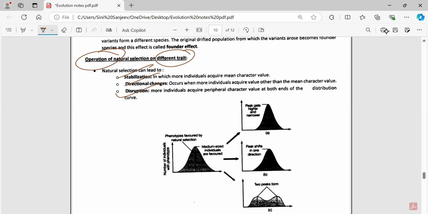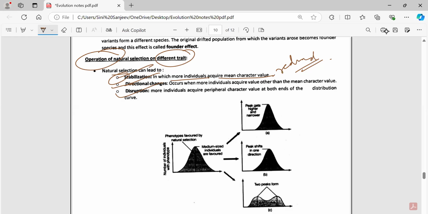which means suppose there are more individuals, then they are going to acquire what? The mean character value over there. So the variations which you're going to get over here will be reduced. For example, if we take the body size of the organisms, it is all different, right? So the body size of the organism you may take as an example of what? Stabilizing selection. Okay.